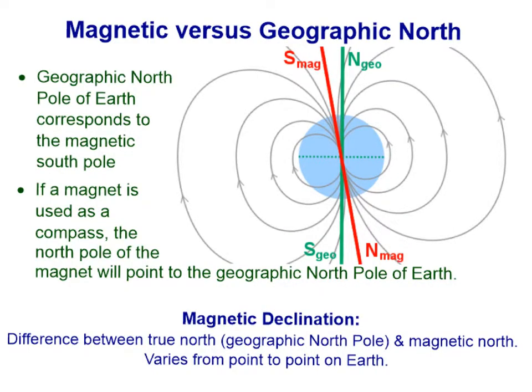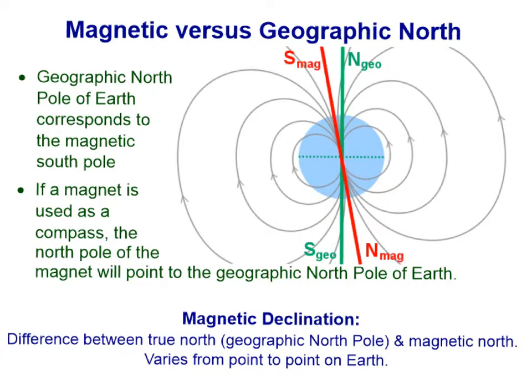And this brings us to the idea of magnetic versus geographic north. The geographic north pole of Earth actually corresponds to the magnetic south pole. So if we look at the magnetism of Earth, magnetic south is actually geographic north. If we use a magnet as a compass, the north pole of that magnet is going to point to the geographic north pole of Earth, which is in fact the magnetic south.